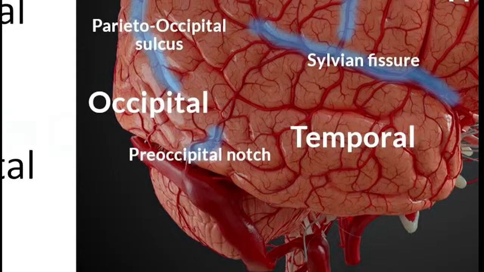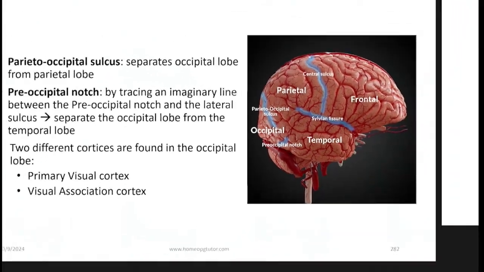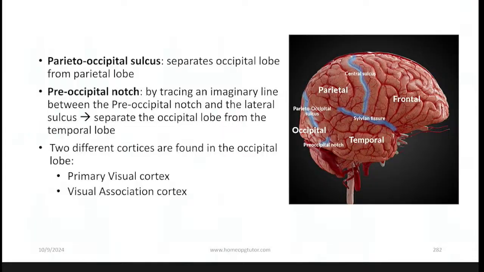It is an imaginary line actually between the pre-occipital notch and the lateral sulcus. See, this is a Sylvian sulcus, right? Sylvian sulcus or the lateral sulcus. Between that, we have an imaginary line, and that is known as a pre-occipital notch. Now, we have two different cortices which are found in the occipital lobe, which are very much important. One is a primary visual cortex. The other one is a visual association cortex.